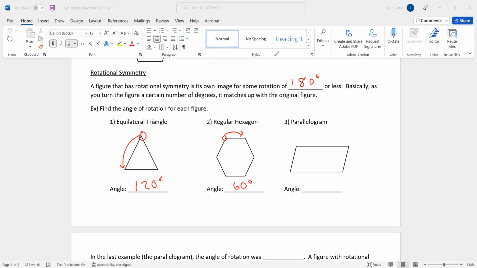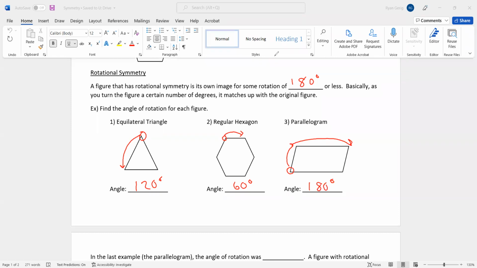The parallelogram is a little trickier. Let's say we start here. If I go 1 step, I have a picture that is not quite the same. It's not even close, actually. I have a parallelogram that looks kind of like this, right? Which is not what I want. Okay, but if I go 1 step further, that one would match exactly with what I have right now. So how far is that? To go to the complete opposite side, it's 180 degrees. All right, so 180-degree symmetry for number 3.